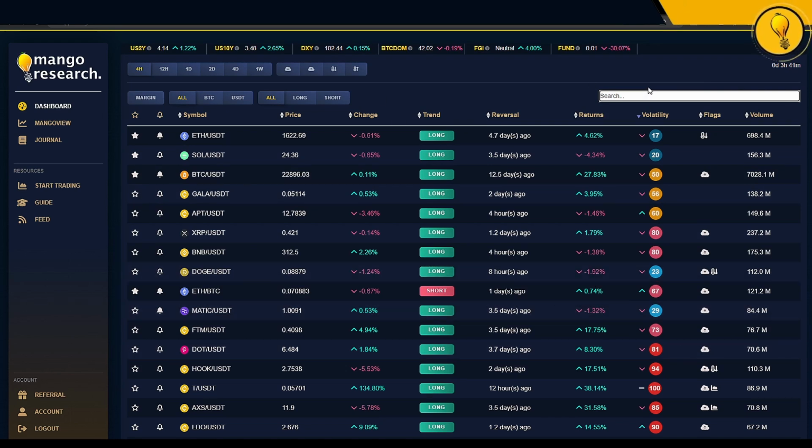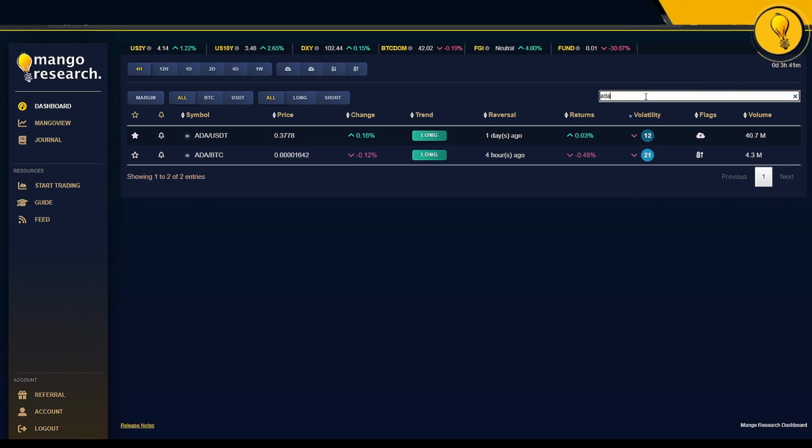So if I go ahead and filter out Cardano from this list, you can see that on the 4-hour time frame, ADA USDT is still bullish. We got a long trend signal on this 1 day ago. Volatility, however, at those very low levels, is telling us that the consolidation is tight, and we're likely going to break out sometime soon.